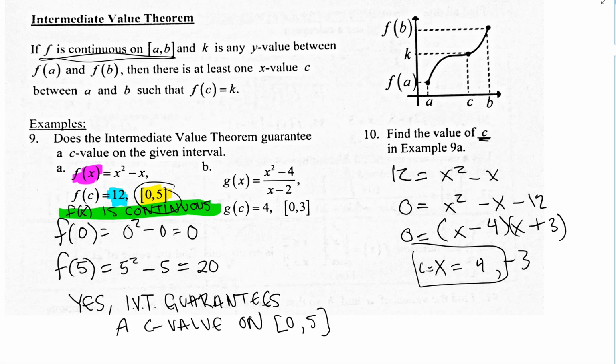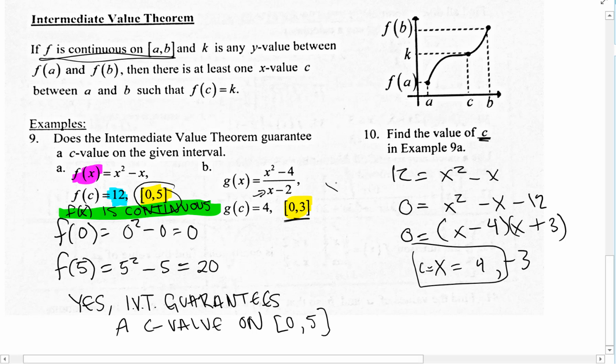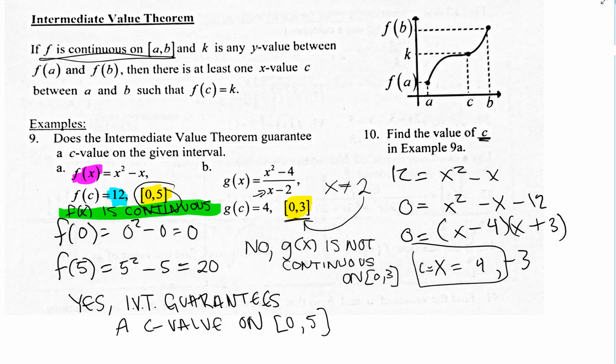Oh, and guess what? I forgot to do number 9, part b. So does the intermediate value theorem guarantee a c value on the given interval? Well, this is a rational function. The interval they have given us is 0 to 3. I know rational functions do have discontinuities. So as long as these discontinuities aren't within this interval, then we're good to go. But x cannot equal 2. That's our vertical asymptote, and 2 is in this interval. So no, g of x is not continuous on 0 to 3, so we cannot use the intermediate value theorem.